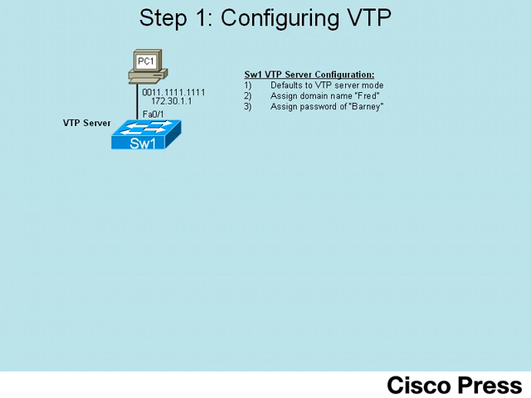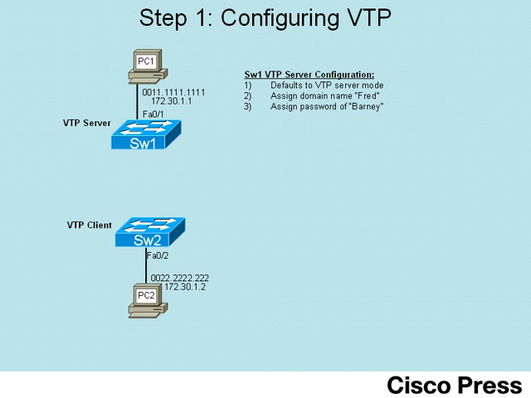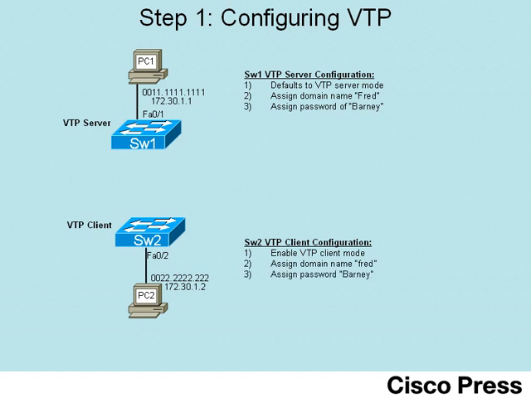Switch 2 will also be in this network, and of course it will be a VTP client. Now, unlike the VTP server, we will need to configure the VTP mode, because switches default to server mode, so we'll start by enabling VTP client mode on switch 2. Then, just like we did on switch 1, we'll assign a domain name of Fred and a password of Barney.